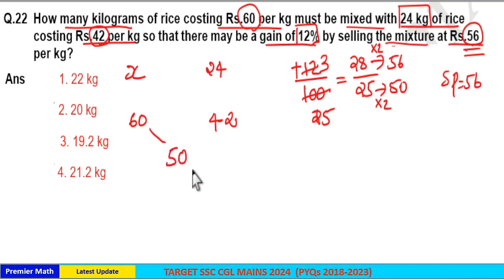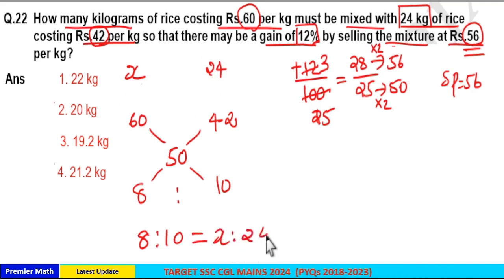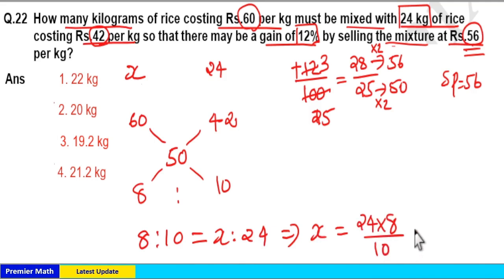Now use the allocation method. Difference between 60 and 50 is 10. Difference between 50 and 42 is 8. So you should mix these two varieties in the ratio 8:10. Which means this 8:10 is in the same ratio as x:24. Then from this you can find the value of x. 24 into 8 divided by 10. 24 into 8 means 8 into 4 is 32. Remaining 3, 8 into 2 is 16, plus 3 is 19. So 19.2 kilograms. The amount of 60 per kilogram rice is 19.2 kilograms.